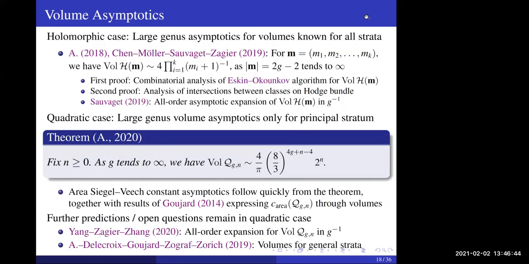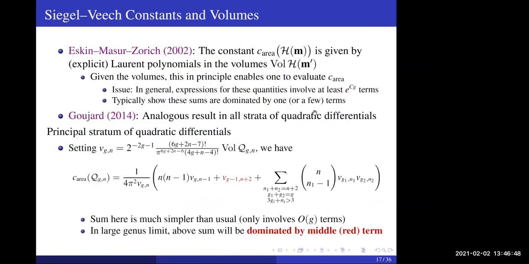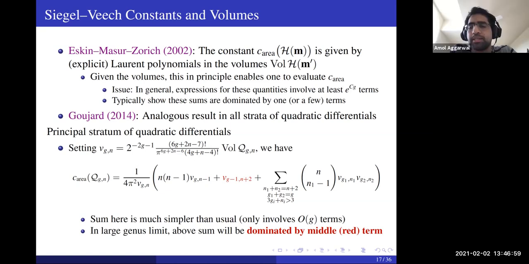Question. Is the fact that some sum is dominated by one term, can it be upgraded to a statement that what we're actually counting, the actual things we count, have a certain specific shape? I will get to that. Yeah, it's a good question. It's a rather interesting one. I'll try to get there, but it'll be a little bit later on.